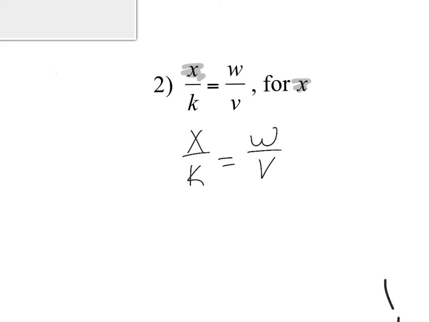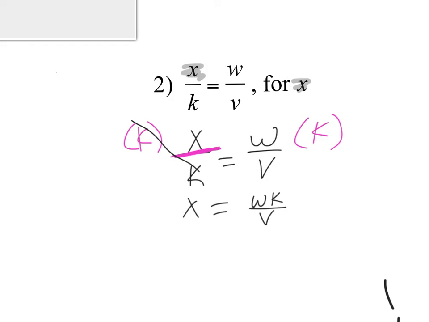I don't know. What does this fraction bar mean? Division. And so we have to cancel out dividing by k, and the opposite of dividing by k is multiplying by k. So that's why. Multiply. Okay. What we do to one side, we have to do to the other side. So that's going to cancel. I've got my x isolated like I need it to be now. So I'm just going to write this as a multiplication problem together. So WK divided by V. I don't know where to go from there.